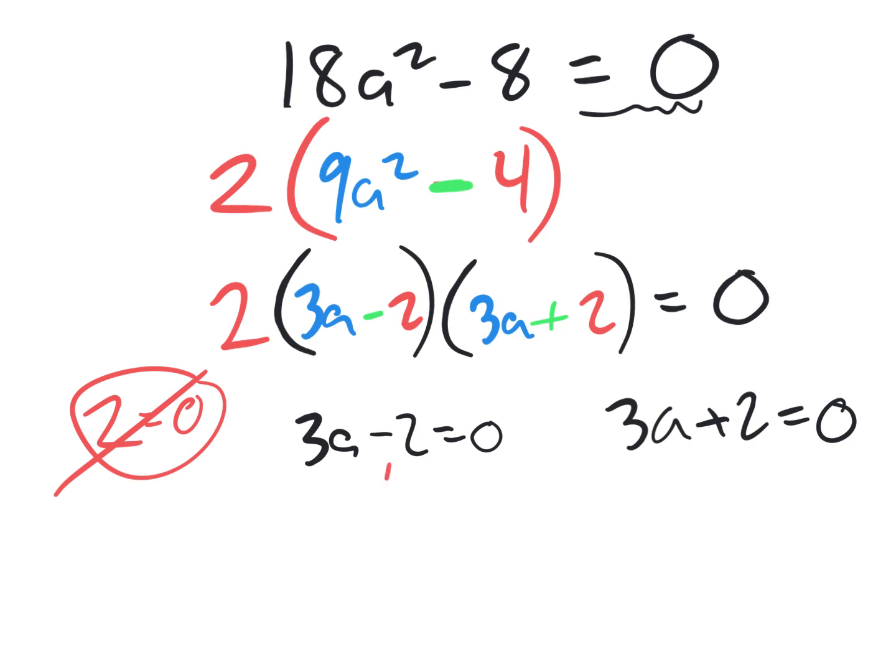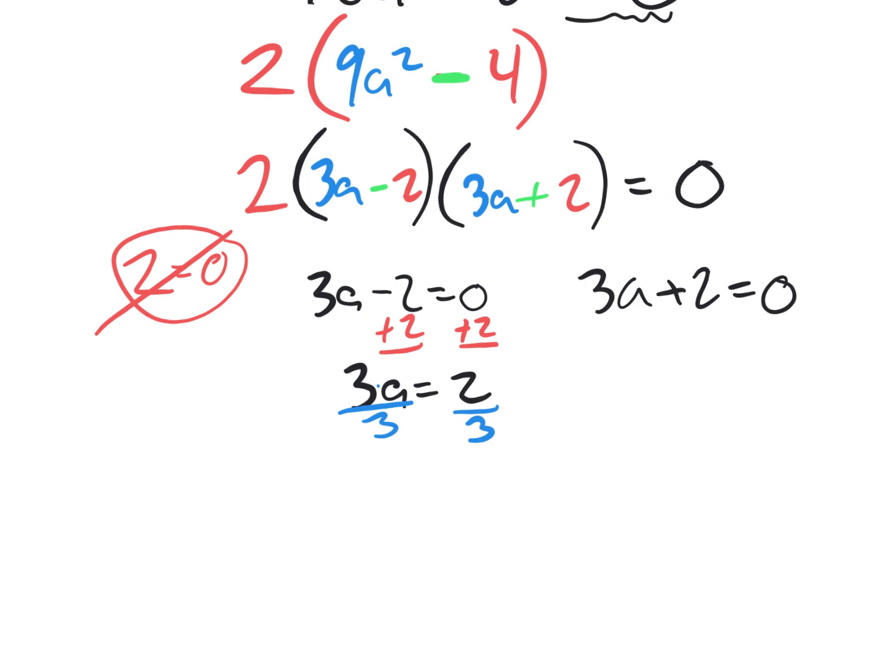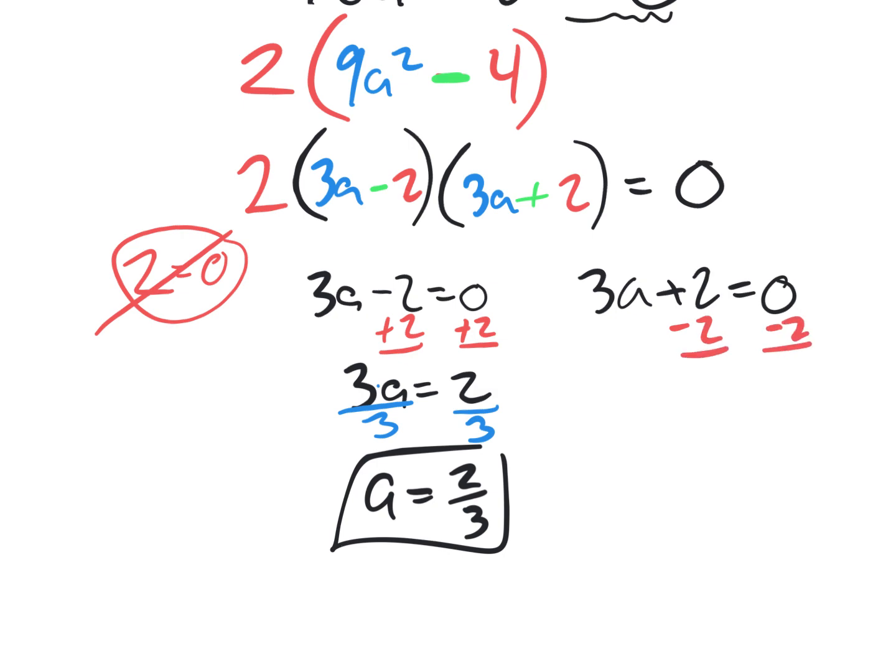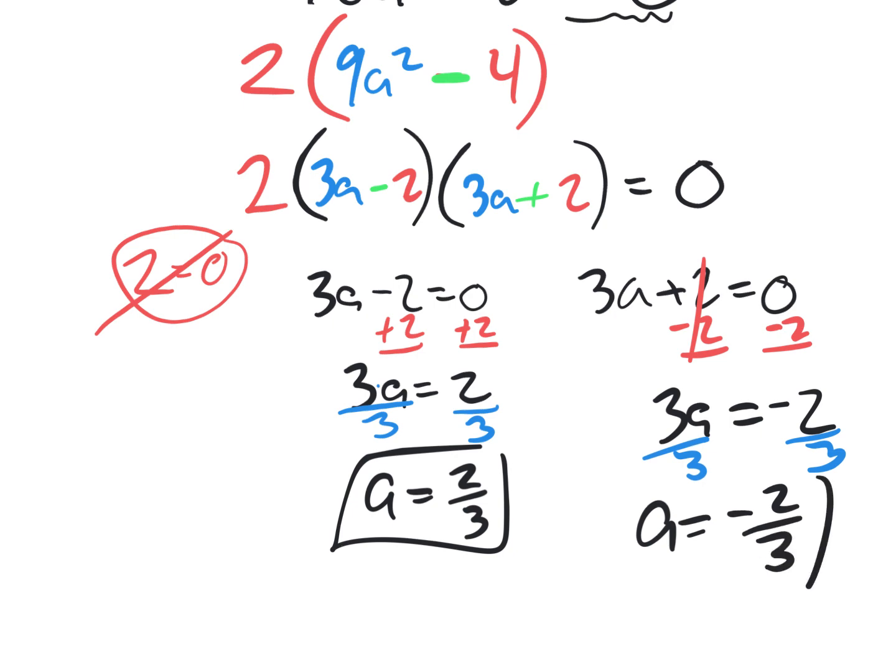So let's start by adding 2 to both sides. You will have 3a equals 2. Final step, divide by 3, and you will have a equals 2/3. On the other one, if you subtract 2, you're going to have 3a equals negative 2. And final step would be to divide by 3, and you will get a equals negative 2/3.